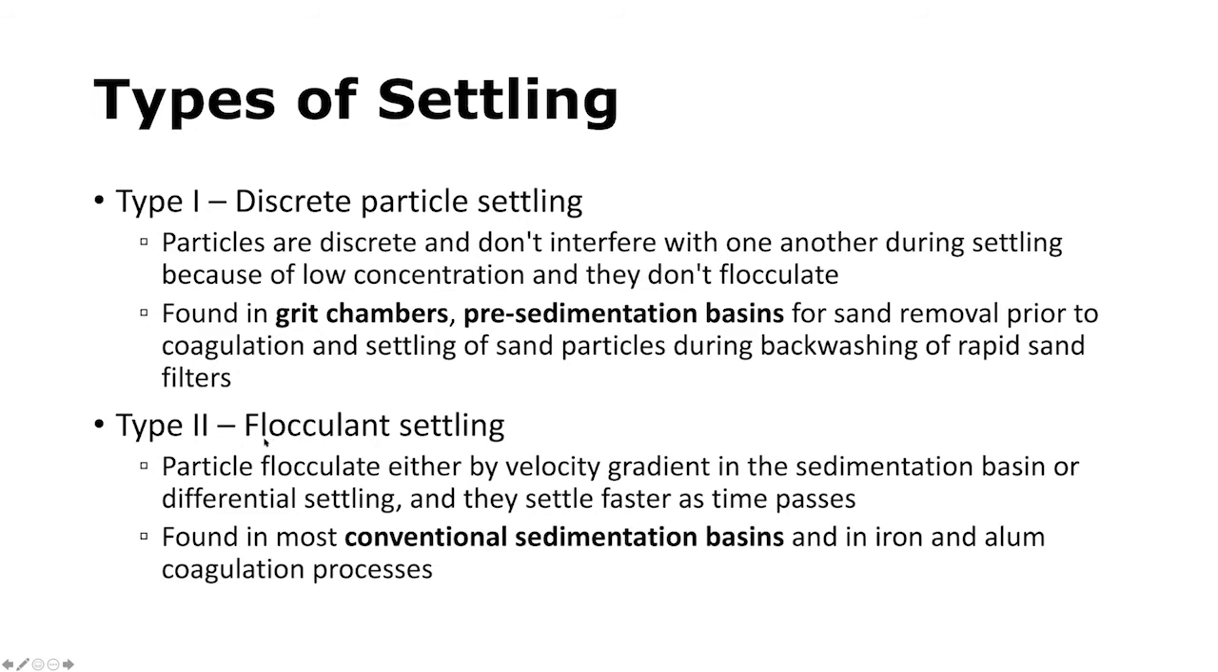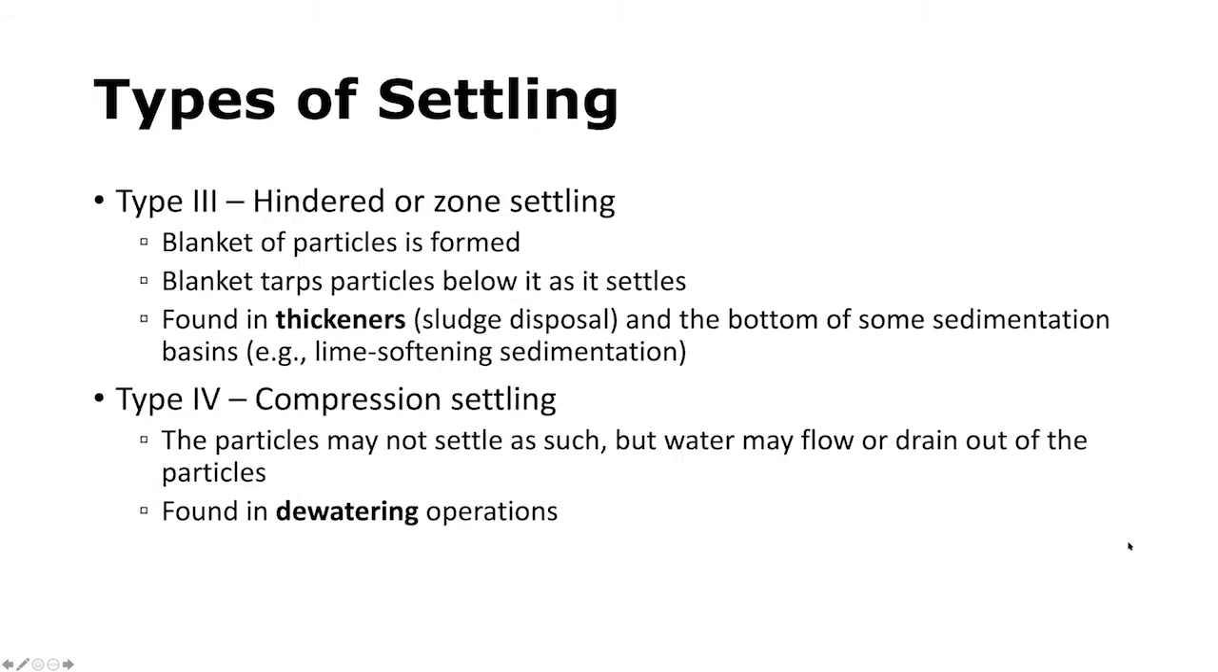Type 2 settling, again, is flocculent settling. This is where, either by velocity gradient in the sedimentation basin or differential settling, as time progresses, these particles and the flocs that they form are going to settle faster. This is what you find in most conventional sedimentation basins, specifically when using iron and alum coagulation processes.